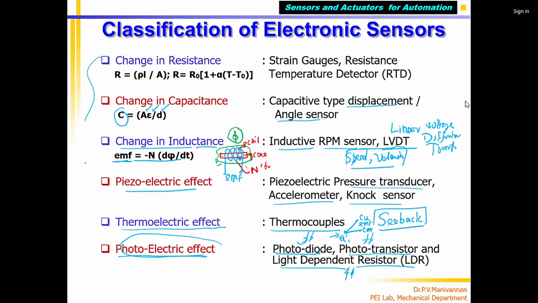If you see any of these sensors anywhere in any machine, those sensors will fall in one of these categories: change in resistance, change in capacitance, change in inductance, piezoelectric effect, thermoelectric effect, or photoelectric effect. More than 99% of electronic sensors fall under this category.